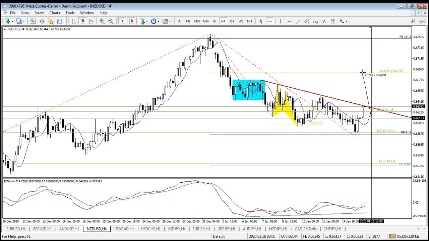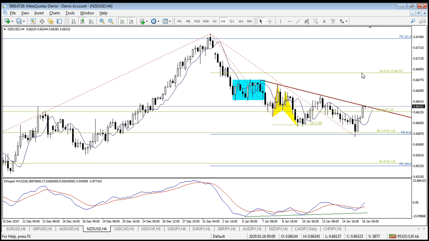So that's all about this New Zealand dollar, and let's see what happens in the London session. And if I enter any position, I'll further update by making a new video. So that's all about this NZD USD pair.